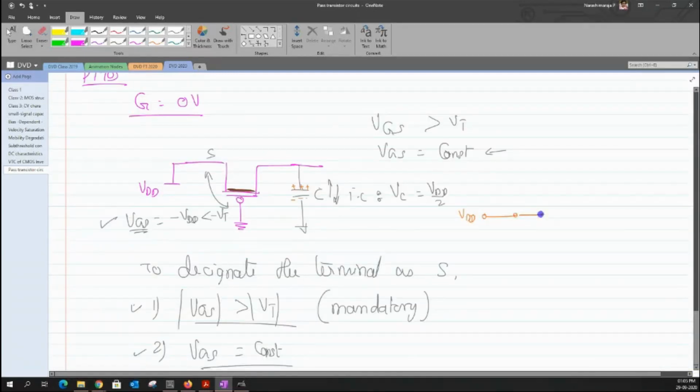Okay, and the switch is always on. Under whatever condition, it is always on. And you have a capacitor over here, and this capacitor has already had some charge across it such that the initial voltage across this capacitor was equal to VDD by 2. Now what happens to this particular circuit condition?